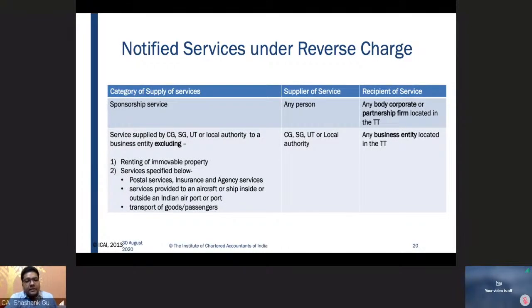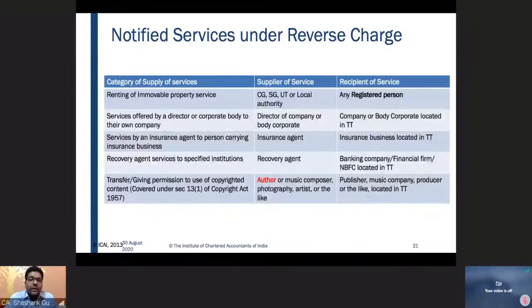Similarly, when services are supplied by central government, state government, union territory or local authority, the governments are not liable to pay tax. The recipient business entity is liable to pay the tax. In case of renting of immovable property by the central government, state government, union territory or local authority, it is the recipient registered person who is liable to pay the applicable tax under reverse charge. Similarly, for services offered by a director to a company, the company is liable to pay under reverse charge. Insurance agent, the insurance company is liable to pay under reverse charge. Recovery agent services, the banking company is liable to pay under reverse charge.